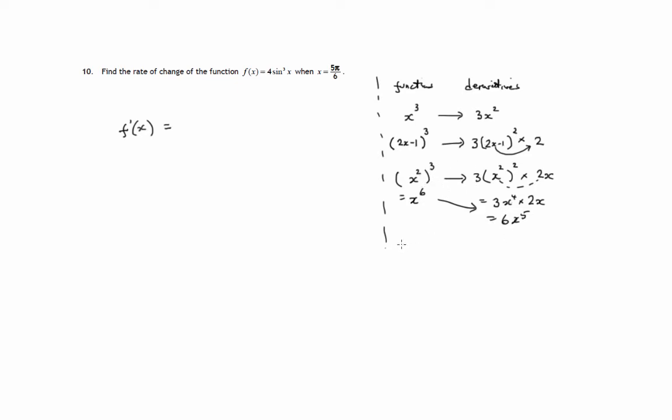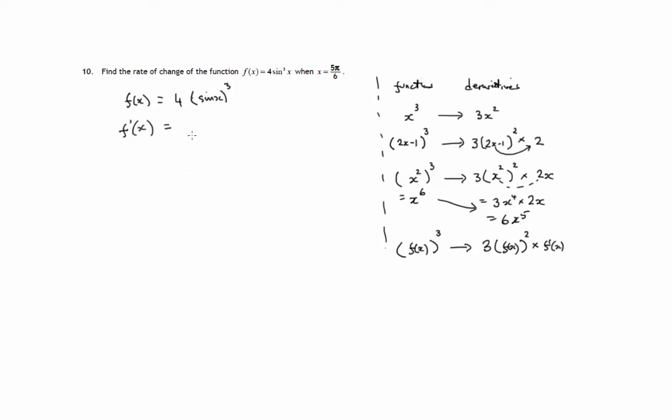So the rule is, if we have something cubed and we want to differentiate it, we'll get 3 times that something squared times whatever we get when we differentiate the thing that's pretending to be an x normally, like there. So that's the method. So we have to look at this function f of x that we've got, which is 4 times sine x cubed.